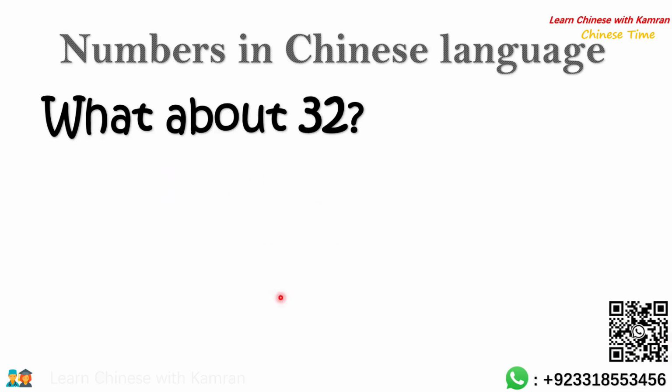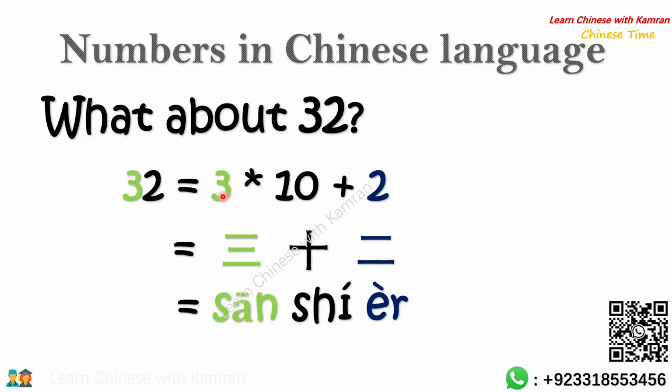So let's see what 32 is. Well, 32 is actually 3 times 10, 30, plus 2, 32. So what is 30? 30 is 30 and 2 is 2. So this is 32. Can you see the beauty? It's very easy. Simply add 3 words.